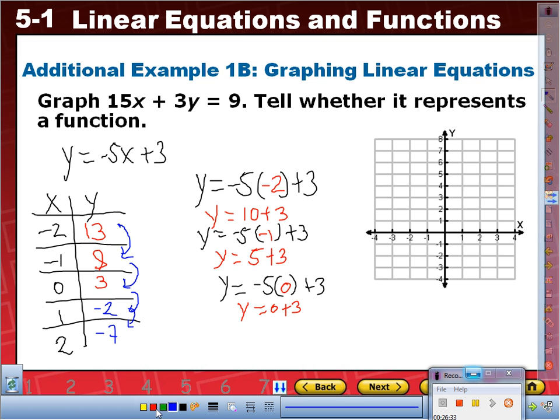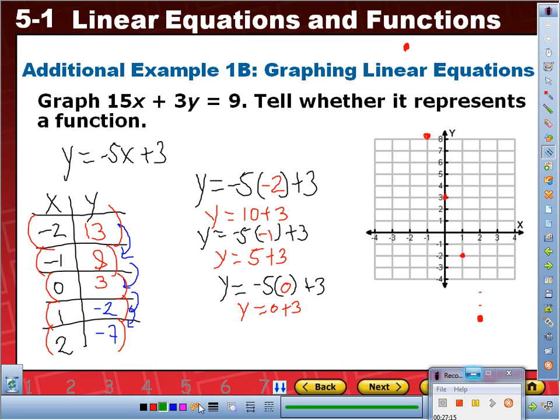All right, so let's plot our points. Here we go. This one, -2, 13 is somewhere up here. Next one, -1, 8 is right there. 0, 3 is right there. Next one, 1, -2 is right there. And the next one, 2, -7 is down. Let's see, 2, 1, 2, 3, 4, 5, 6, 7 is right there.